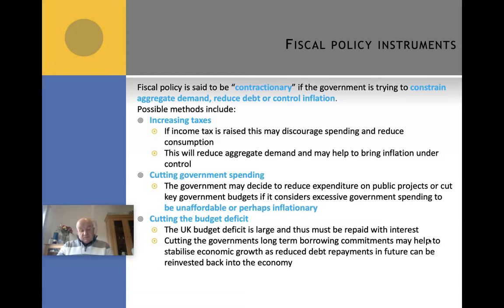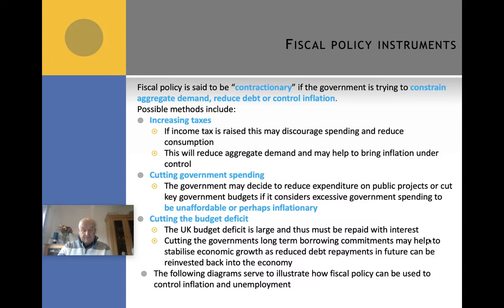That might actually, when we think about it, if we cut the long-term borrowing commitments of the government, help to stabilise economic growth, as we'd have reduced debt repayments, and those could be, instead of being spent on interest on the loans that the government has taken out, reinvested back into the economy. And we're going to take a look at how these can be demonstrated in a diagrammatic form now.